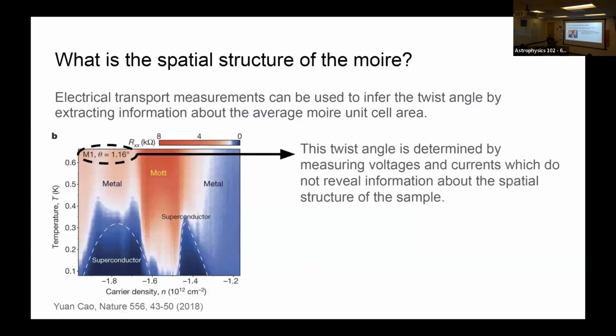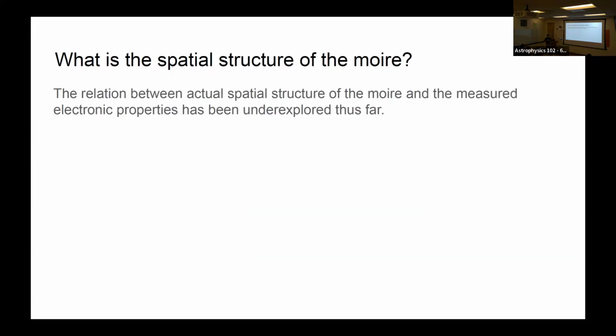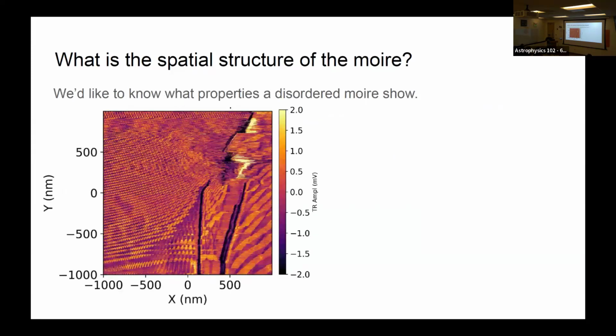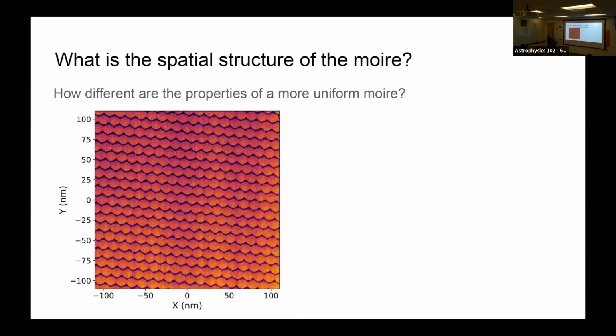But this twist angle is determined by just measuring voltages and currents. They don't really reveal any information about the spatial structure of the sample. In particular, what this means is that the relation between the actual spatial structure of the moiré and the measured electronic properties has been relatively unexplored thus far, since the field of moiré started around 2018. In particular, I think we still don't know what electronic properties a very disordered moiré can show, and how these properties could differ from what is measured in a more uniform array.